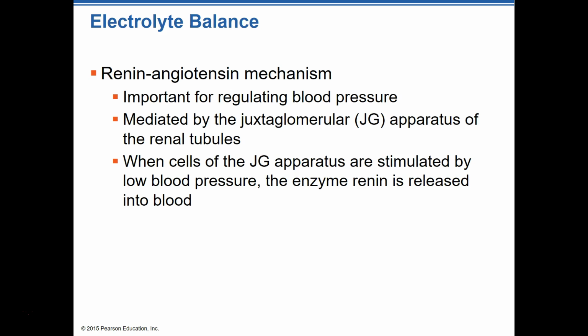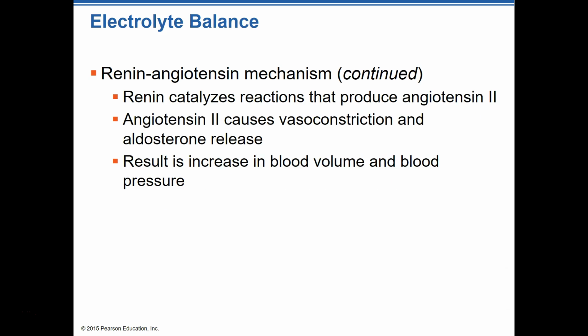And then we have the renin-angiotensin mechanism. This one is important for regulating blood pressure. And this one is regulated by the juxtaglomerular apparatus of the renal tubules. So when the cells of the JG apparatus are stimulated by low blood pressure, an enzyme, renin, is released into the blood. Why is that important? Well, if that JG apparatus is not getting enough blood flow because the blood pressure is too low, it's going to stimulate the release of renin in order to raise the blood pressure. And that's the renin-angiotensin mechanism that they're talking about.